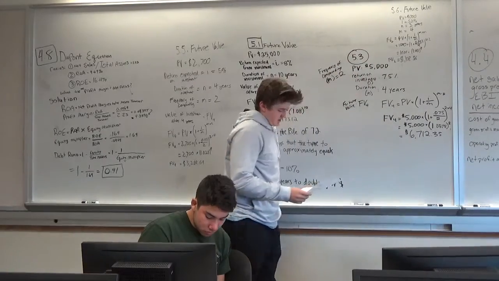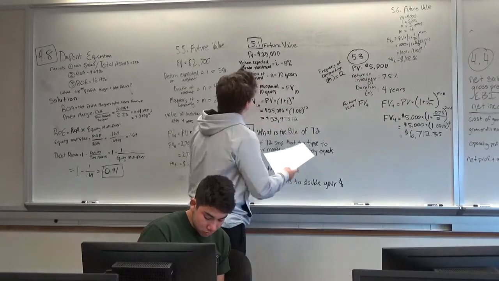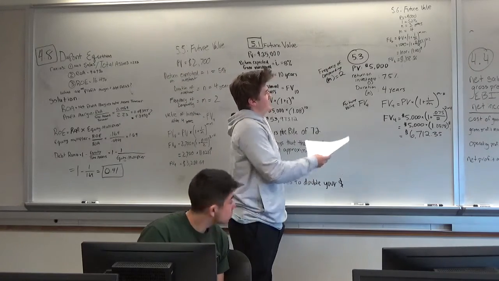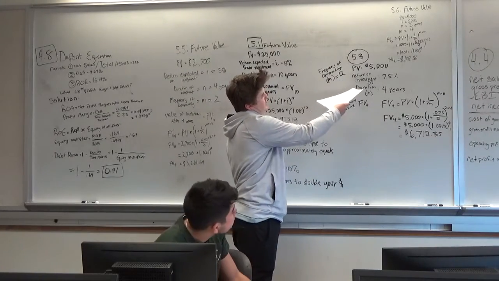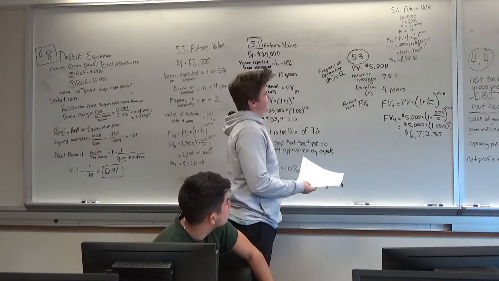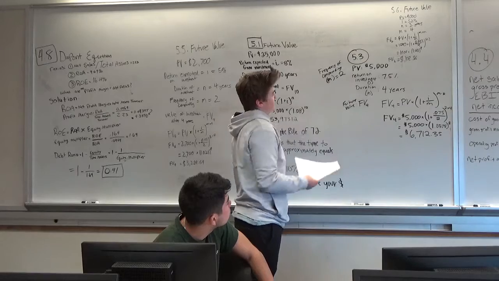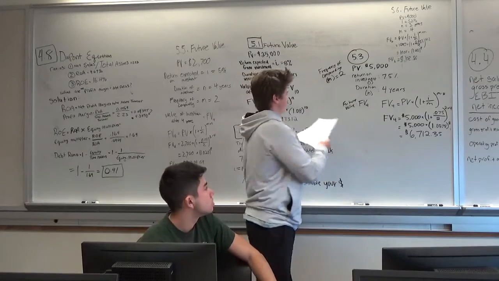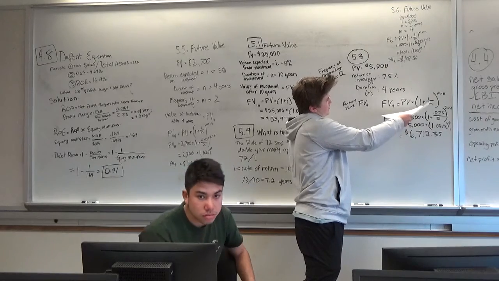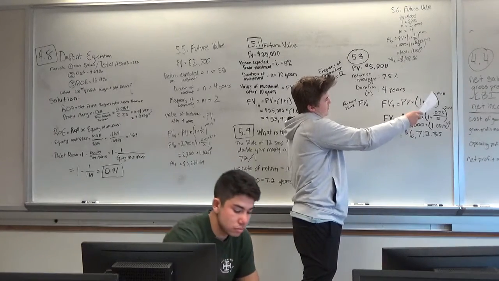Okay, and then I did 5.3, which is basically the same one that they did, future value of money, when you have $5,000 with a 7.5% expected return on investment for 4 years, and it's compounded semi-annually. Do the same exact thing that Cooper said with the equation, PV times 1 plus I over M, and you multiply M by N.